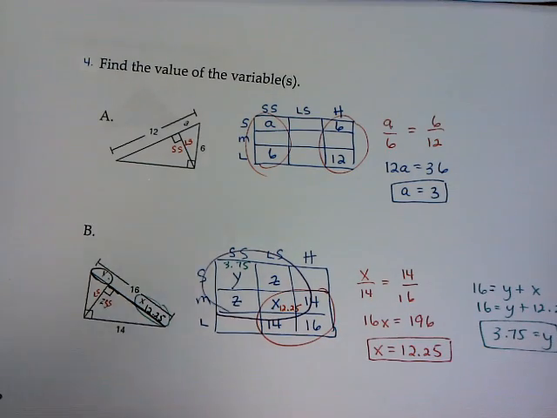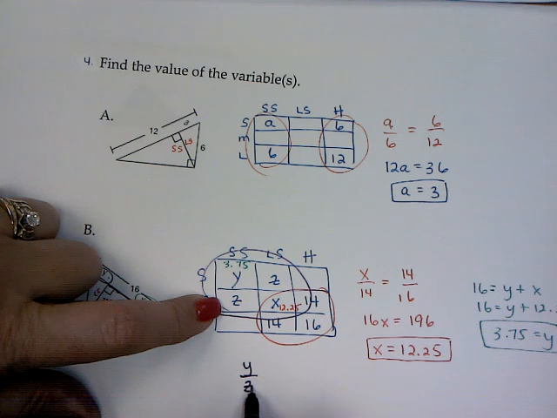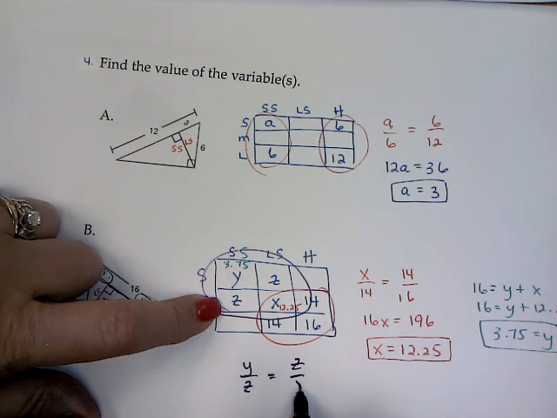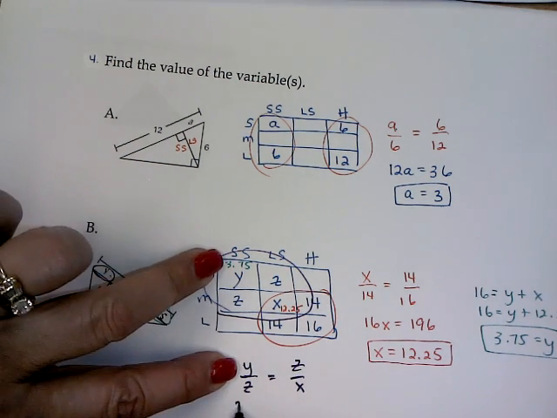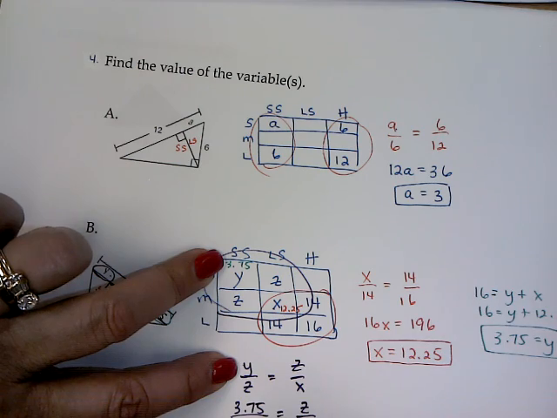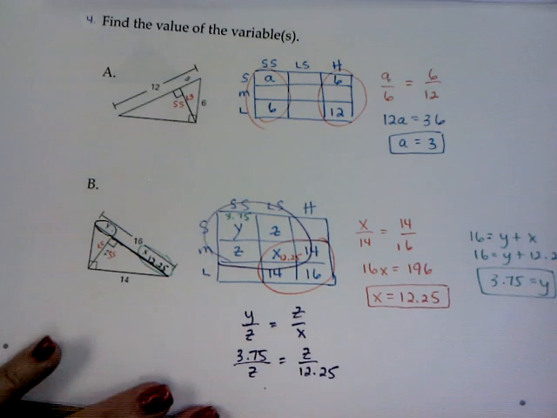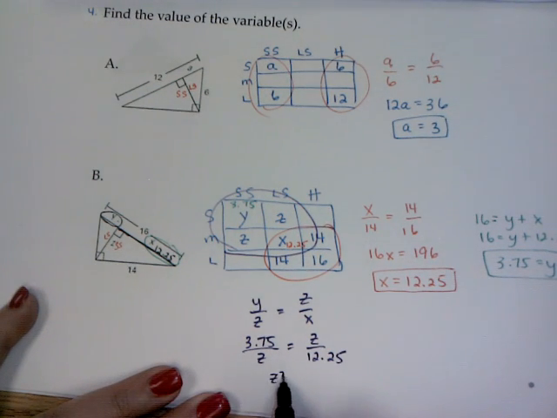Here is how I find z. It's y over z equals z over x. I know that y is 3.75. I know that x is 12.25. So now I can just cross multiply, so I get z squared equals 3.75 times 12.25.